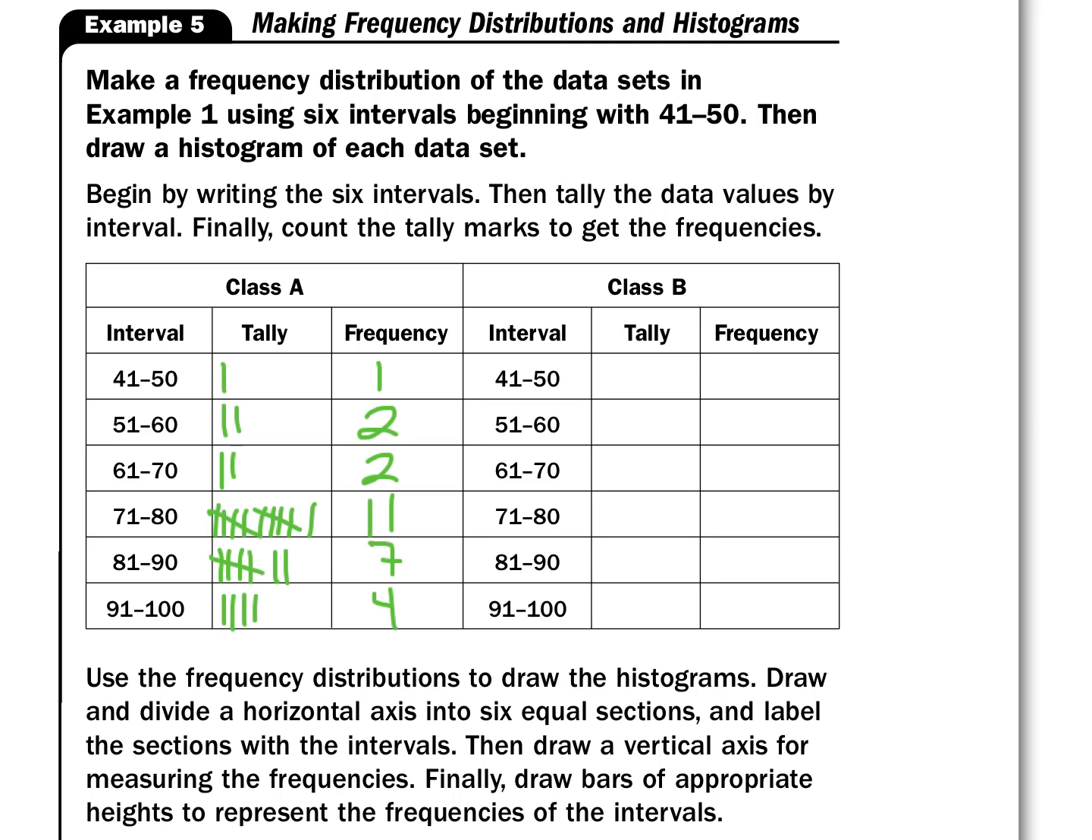Then for Class B, we have 2 in the first range, 1 in the second range, 3 in the third range, 9 in the 71 to 80, 9 as well in the 81 to 90, and 3 in the 91 to 100. And again, 2 plus 1 is 3, plus 3 is 6, plus 9 is 15, plus another 9 is 24, plus 3 is 27. So I have a total of 27 scores in both of them as a quick check to make sure that I did all that right.